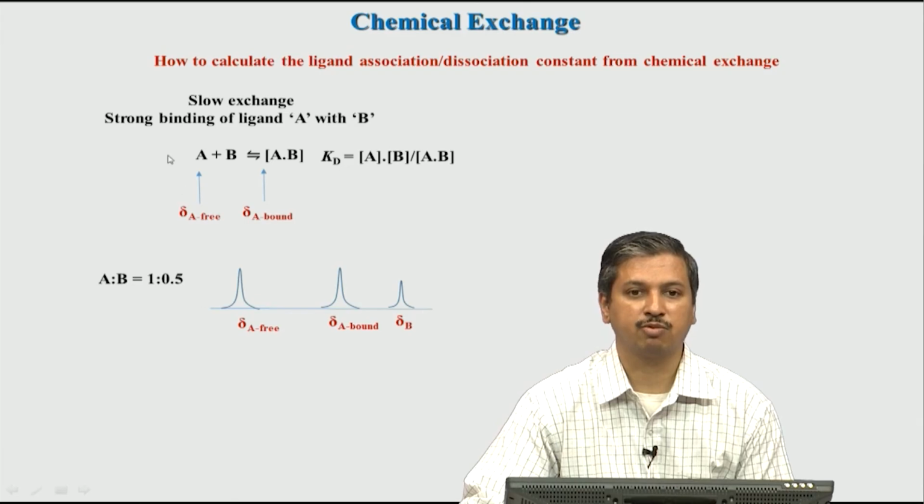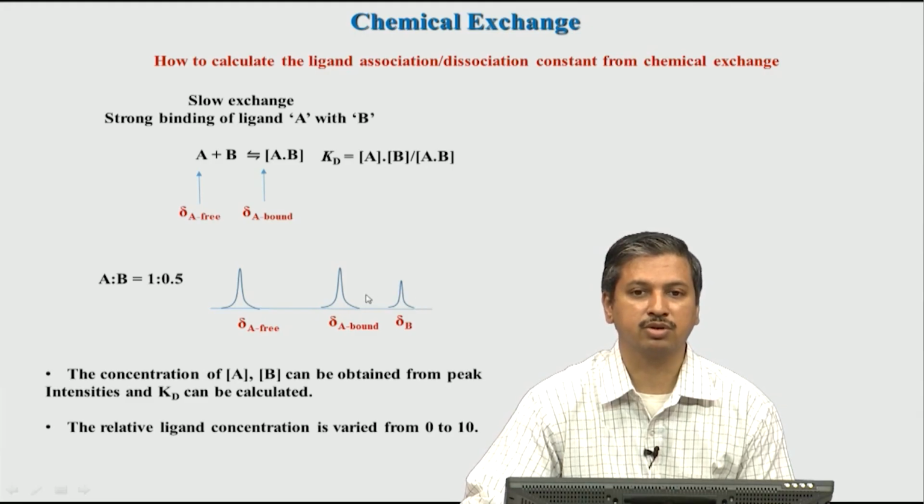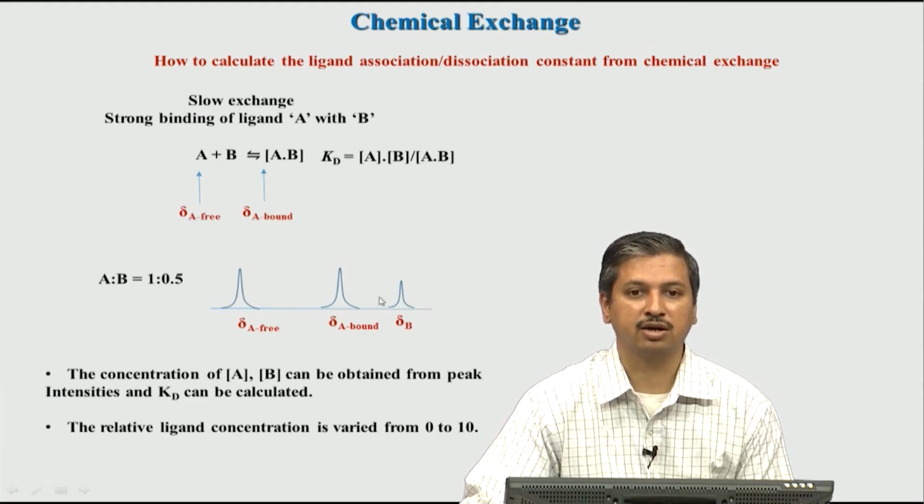Why? Because one comes from the free A, and B is also a proton. You will have a proton, that is free B, that is shown here, and a complex which will have a bound form. So, based on the intensity, the concentration of A and B can be obtained, because the intensities of the peak, remember in NMR, is directly proportional to concentration. We have seen this in the theory part of the course. So, intensities or area under these peaks are directly proportional to their concentration.